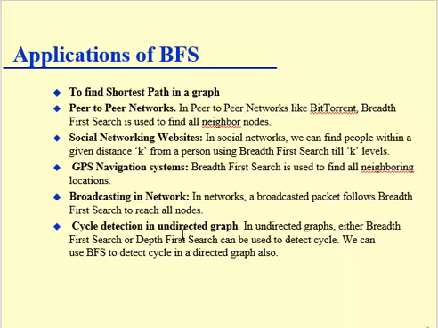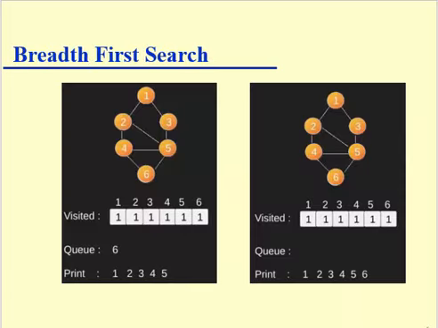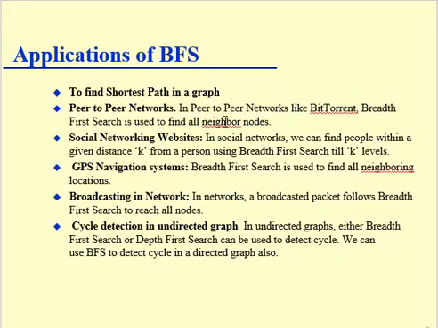And next is cycle detection in an undirected graph. Here you can use BFS or DFS. Cycle detection means checking whether a graph has a cycle or not. This is a very important application, mainly used in TSP. A cycle is when you start from 1, go to all other nodes and come back to 1. If it is possible, that is a cycle. So it can be used to find that cycle.